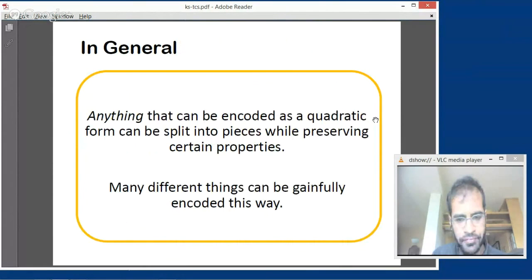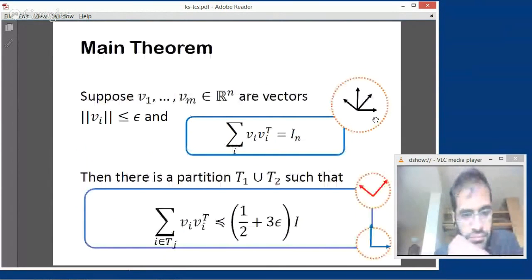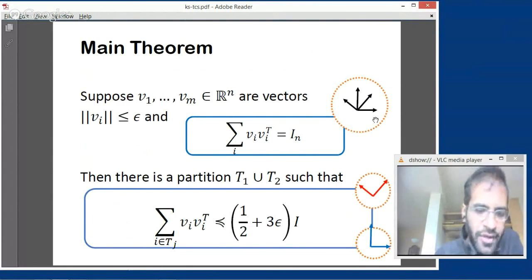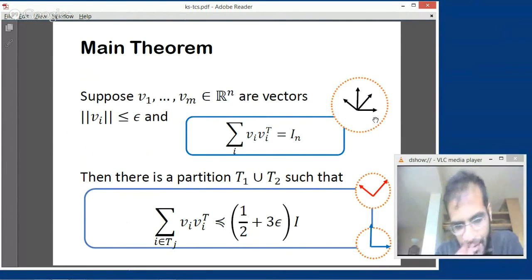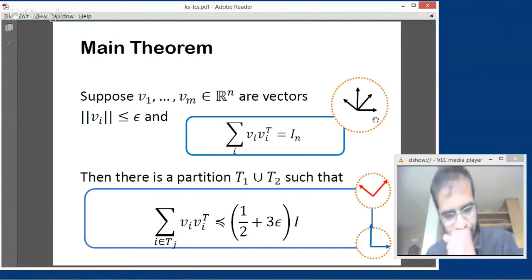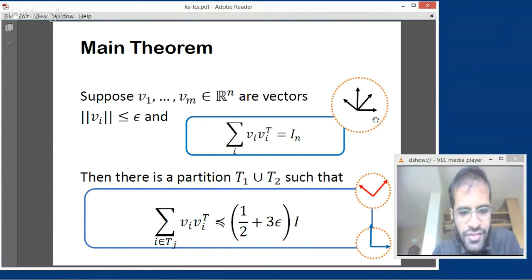Okay. So these are some applications of the theorem, and let me now say something about the proof. So here's the main theorem, right? Given m vectors in R^n that have norm at most epsilon and add up to the identity, there's a partition of them into two sets so that each part has eigenvalues bounded by half plus 3 epsilon. I'm going to use the positive semi-definiteness notation to say that one matrix is less than the other in the PSD ordering. So this just means the eigenvalues are at most half plus 3 epsilon.